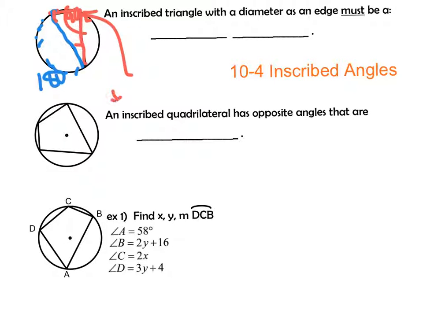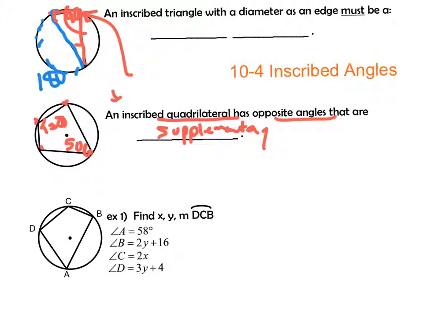On this problem here, it's an inscribed quadrilateral. Now, a quadrilateral is a 4-sided figure. So if I have an inscribed quadrilateral, inscribed meaning the corners touch the circle, then the opposite angles are supplementary. So if I'm making up some measurements here, let's say this is 50 degrees, then this one here, supplementary, has to total 180, so this has to be 130. And you're going to use that to solve problems.